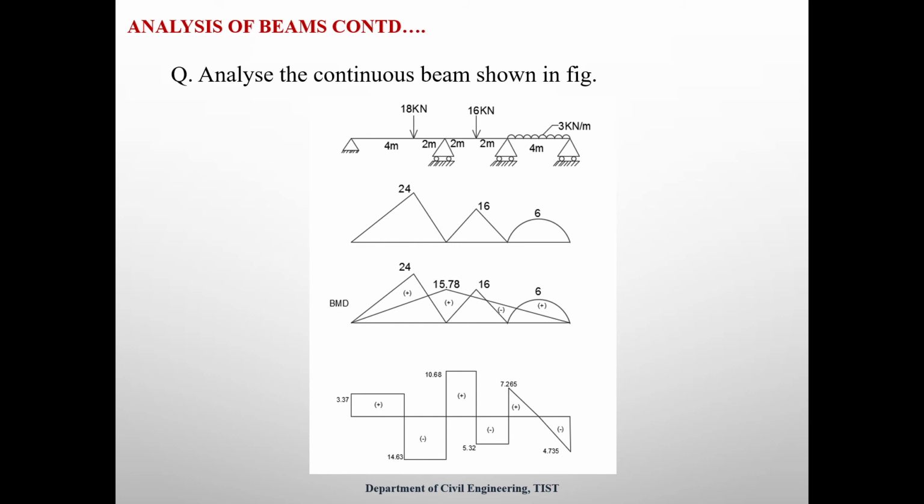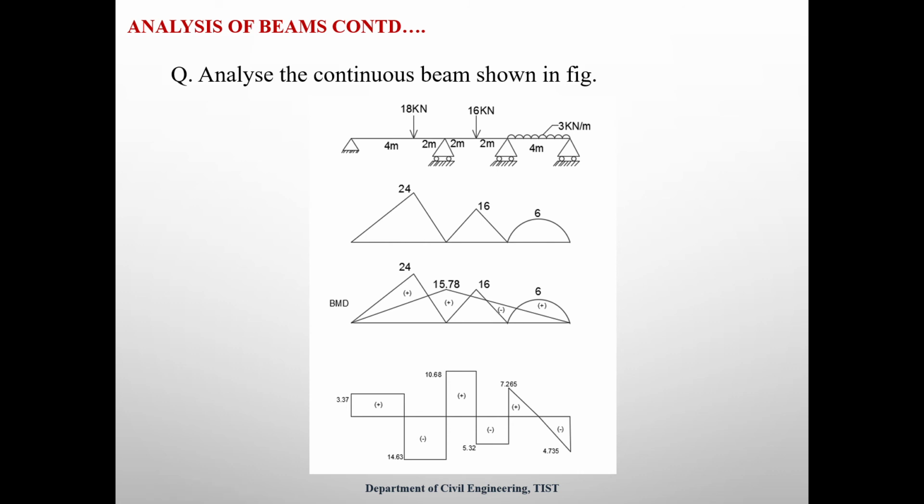If a simply supported beam is subjected to an eccentric point load, the free bending moment diagram is a triangle with the value WAB by L. The second beam is subjected to a central point load. That means it is a triangle with the value WL by 4. The third span is subjected to UDL. That means it is a parabola with the maximum value WL square by 8.